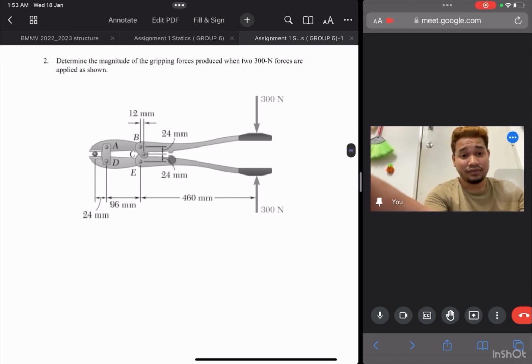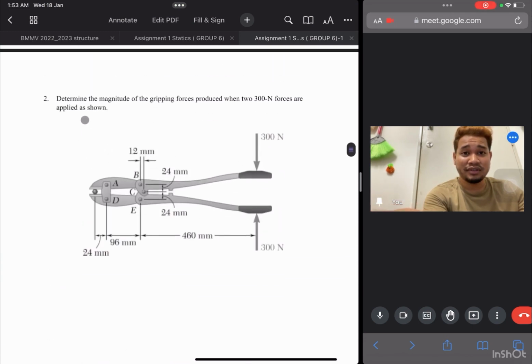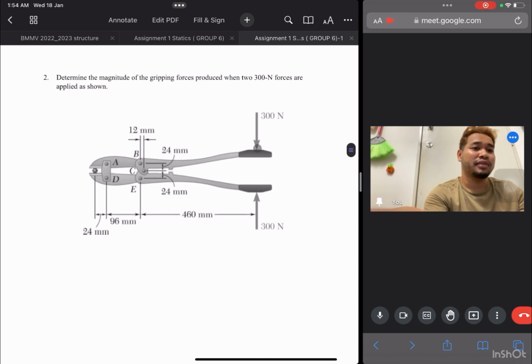As you can see, the question says determine the magnitude of the gripping force produced when two 300 Newton forces are applied as shown, like this one and this one. So it is the same force up and down.